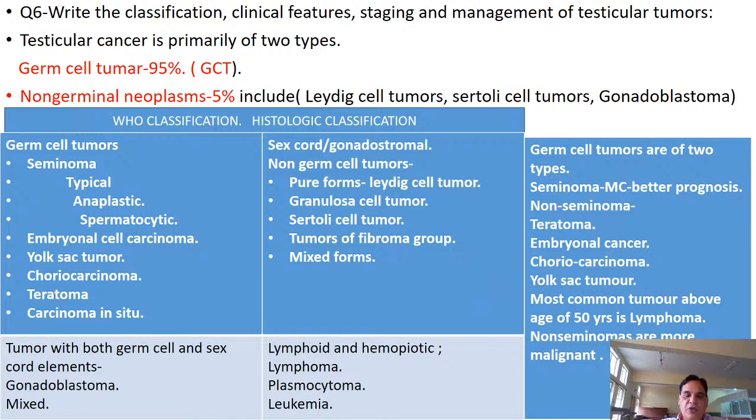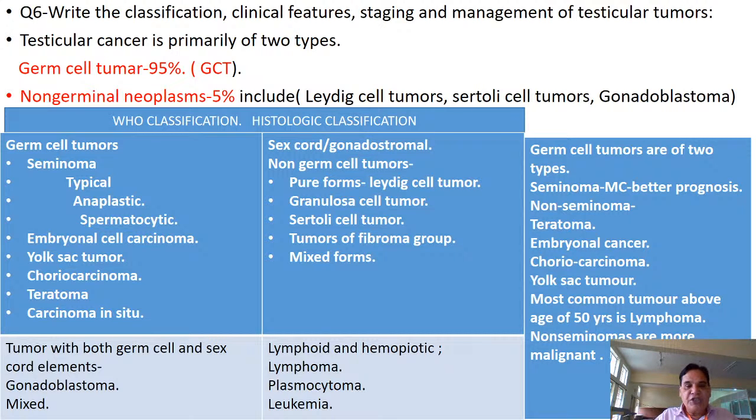Now this question is also asked. This is a simple question but commonly neglected. Write classification, clinical features, staging and management of testicular tumors. Very simple question. How do you write it? First try to understand what testicular tumor means to us. There are two types of testicular tumors.